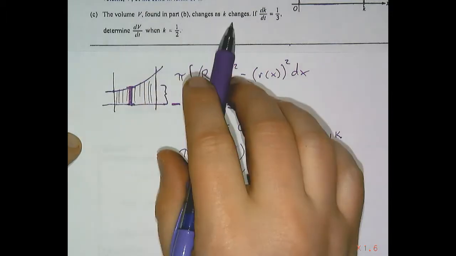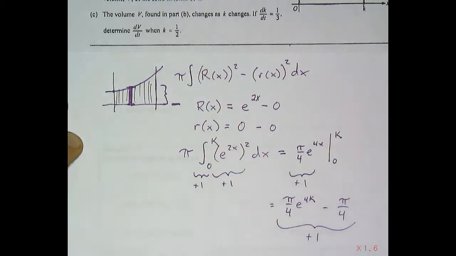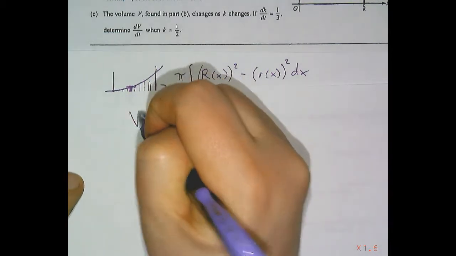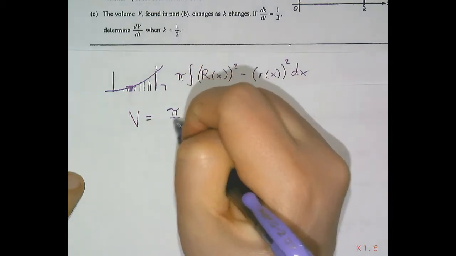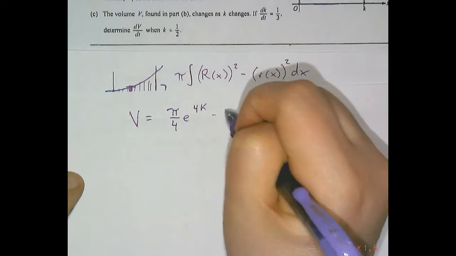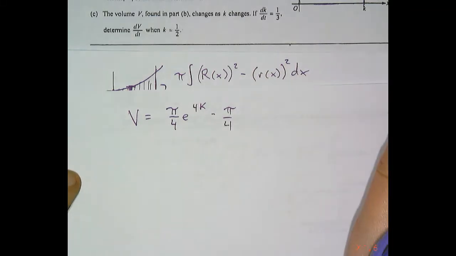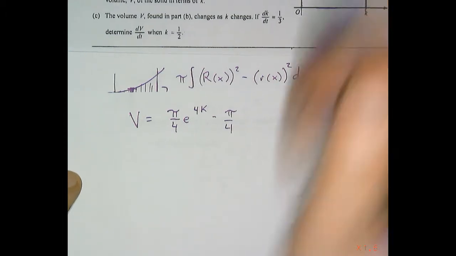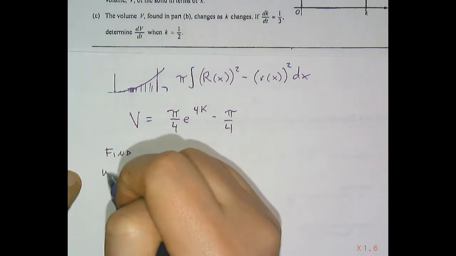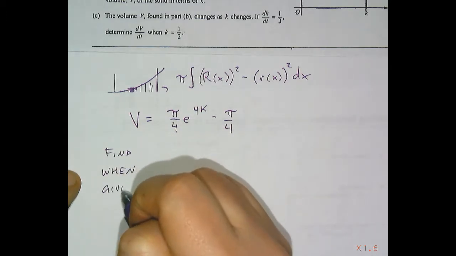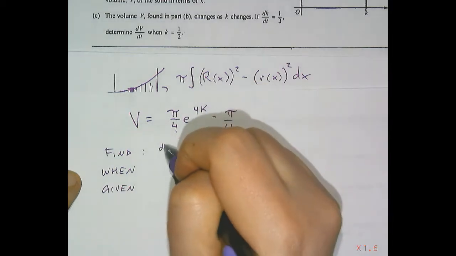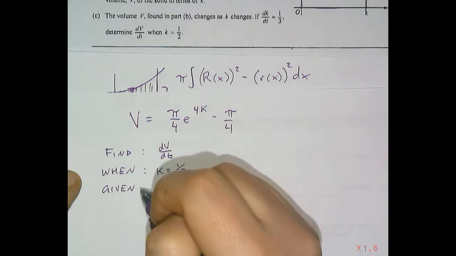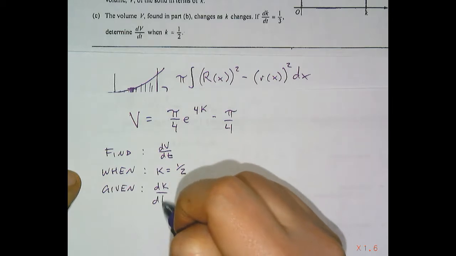The volume found in part B changes as k changes, and they tell you dk dt equals 1/3. So we just established that that volume we found was pi fourths e to the 4k minus pi fourths. And they're telling us that the volume is changing as k grows. Find the rate of change of volume. This is a related rates problem. So they're asking you to find dv dt when k equals 1/2, given the rate dk dt is 1/3.